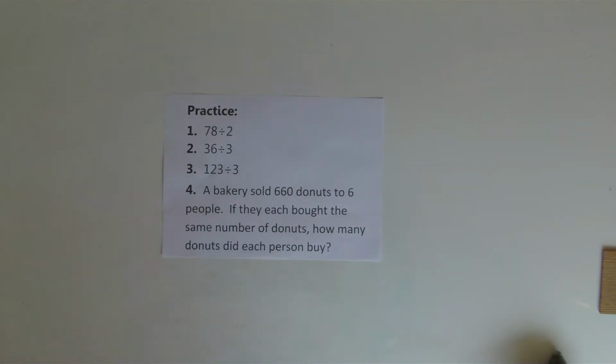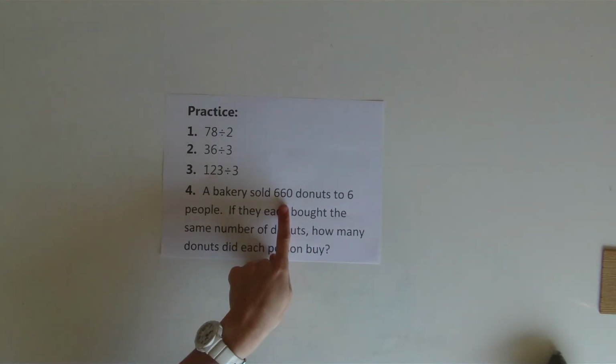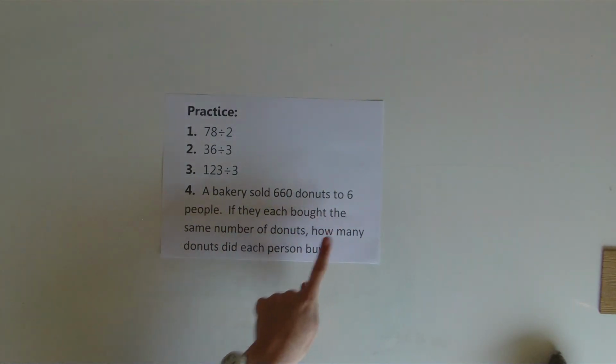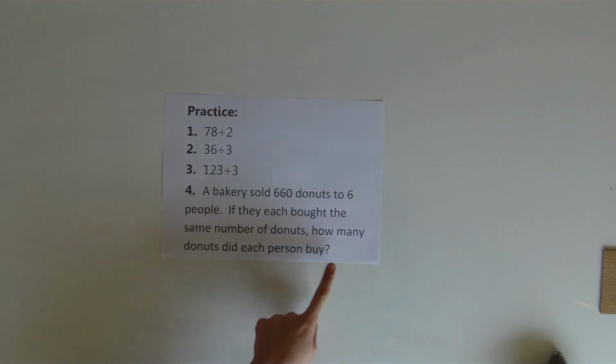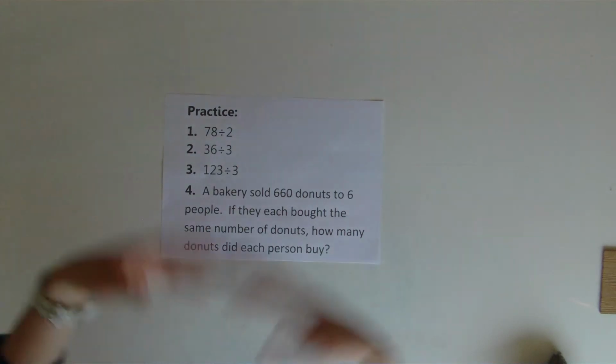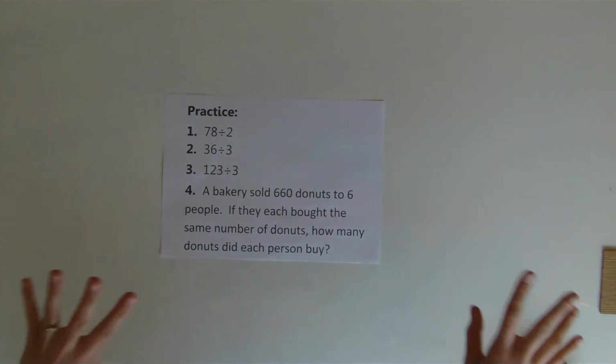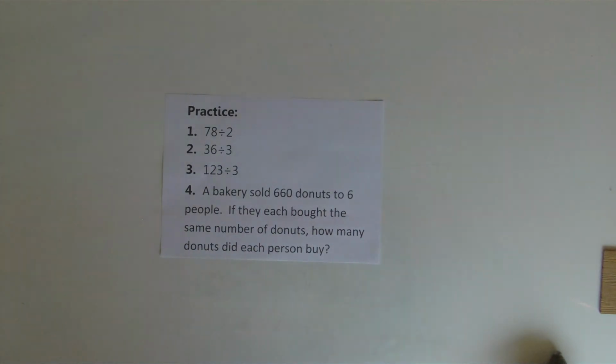It says a bakery sold 660 donuts. Woo, that's a lot of donuts. To 6 people. If they each bought the same number of donuts, how many donuts did each person buy? So this question is saying 660 donuts were sold to 6 people. They each bought the same amount. How many did they buy each? And we will discuss the answers in class.